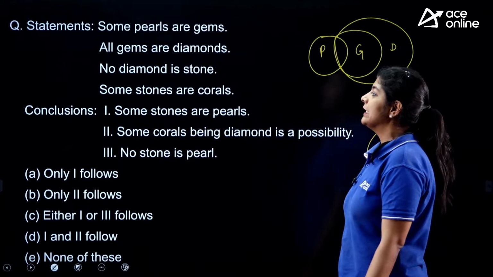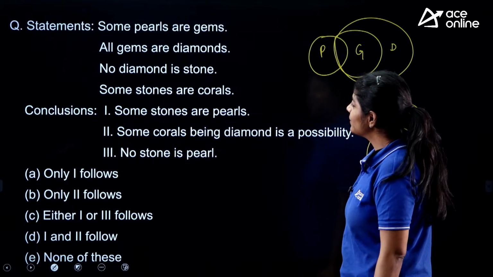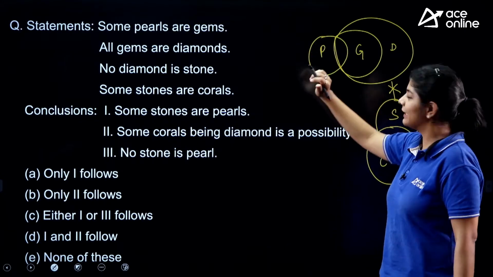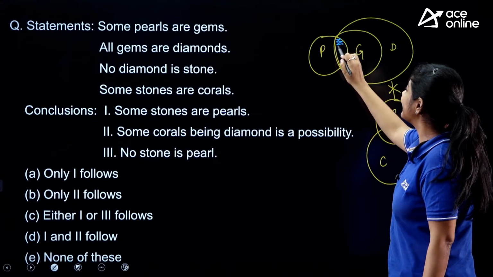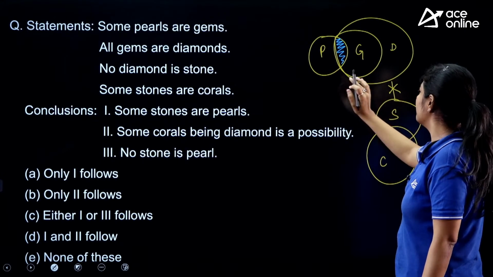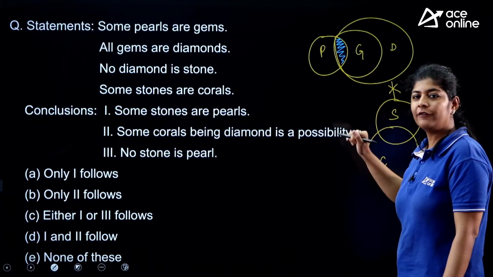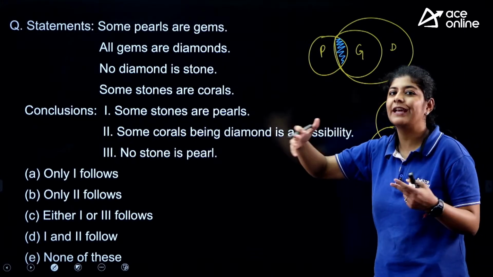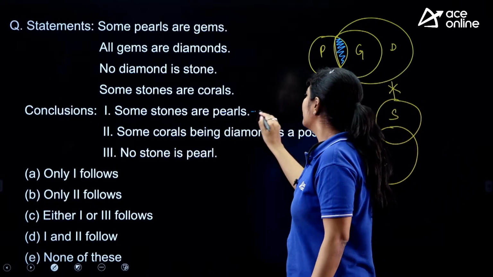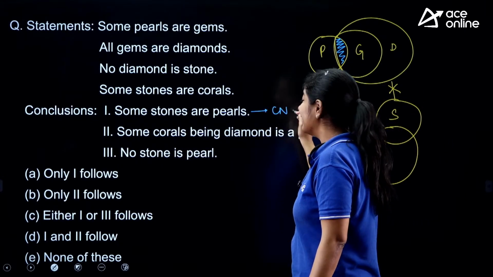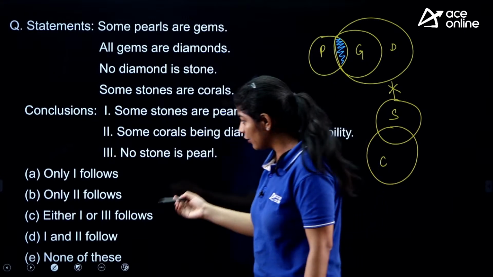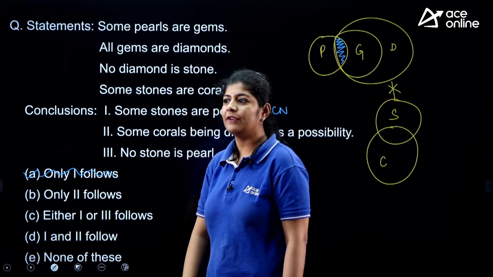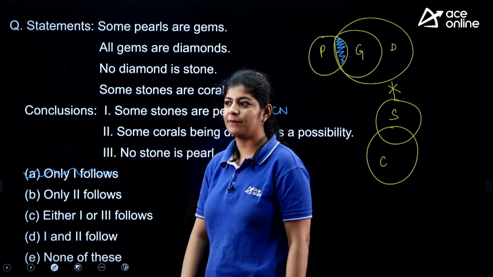Okay. First, some stones are petal. All we can say is that this part of petal can never be a part of stone, but we are not sure whether this part and this part are in some relation or connected or not. So, can't say. And since we are not sure, we can easily eliminate option number A.